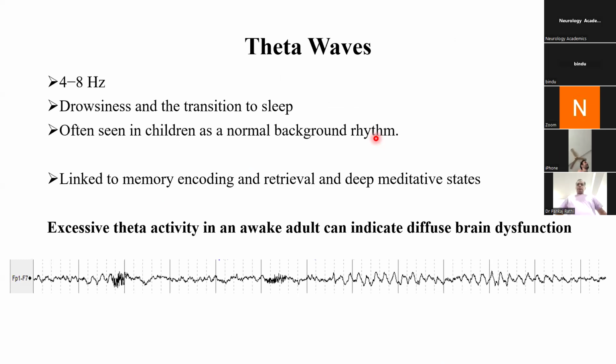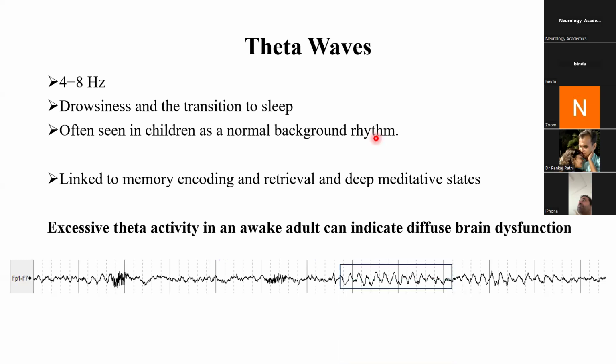Theta waves are 4 to 8 hertz, seen in drowsiness and transition to sleep, and seen in children as a normal background rhythm. This is linked to memory encoding and retrieval and deep meditative states. Excess theta in an awake adult can indicate diffuse brain dysfunction.